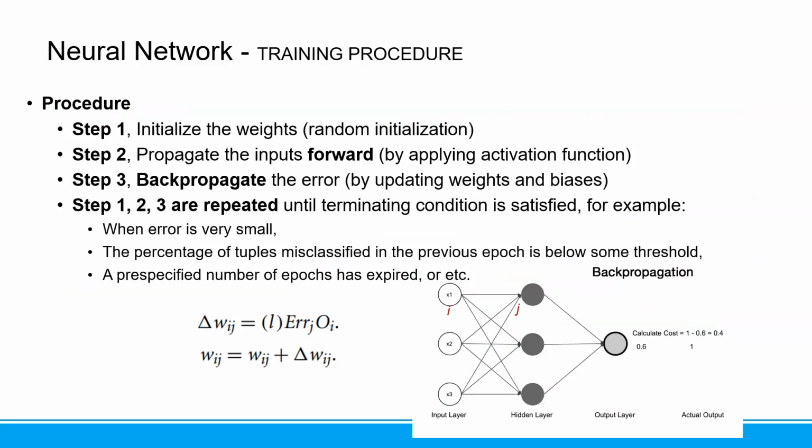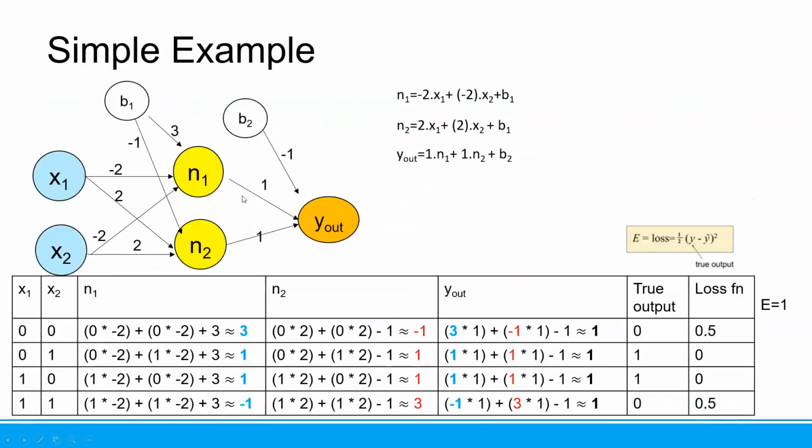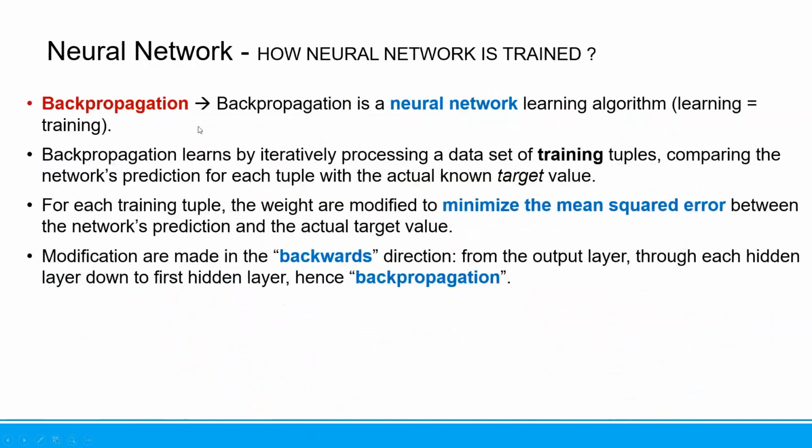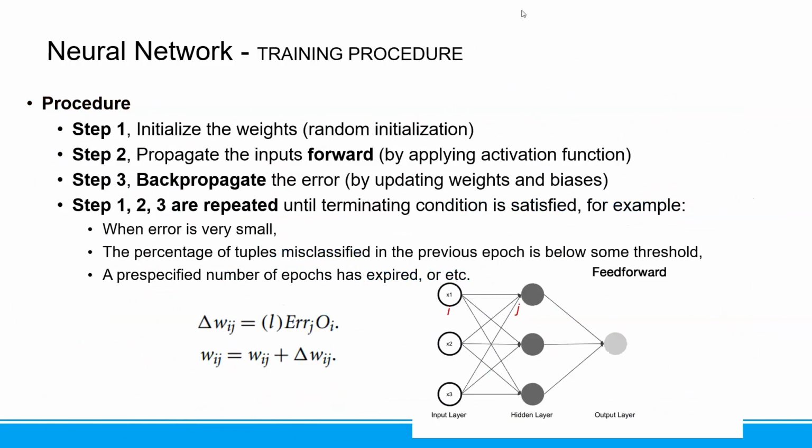So the training procedure will be something like this. Step one, we will initialize the weights. If you look at the example that we have before, the example shows the weight. How can we get the weight? Like this one. This is the weight. So in the first time, usually the weight is random. So the initialization of the weights, usually we have random.